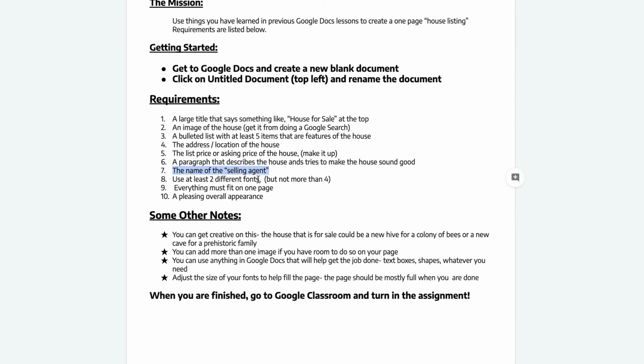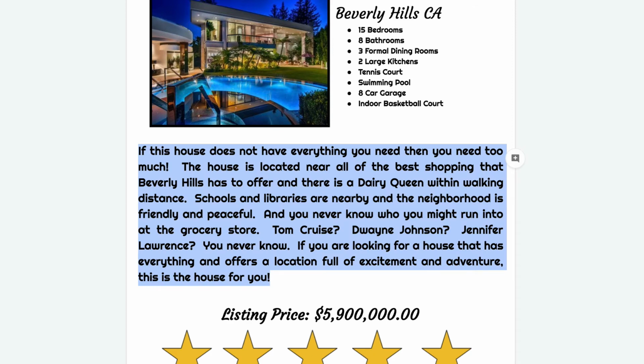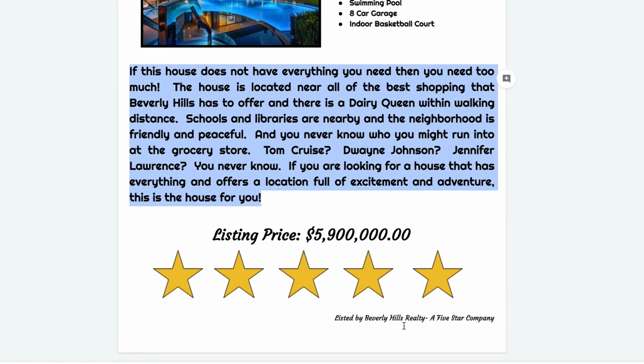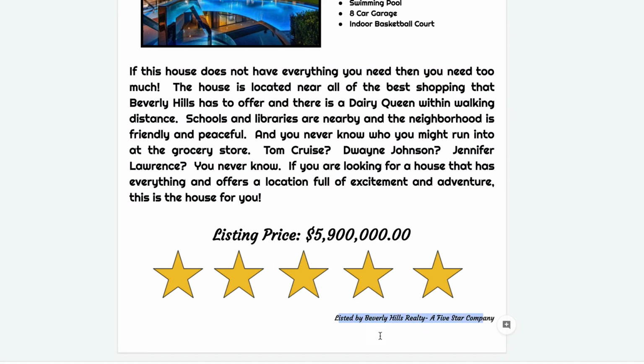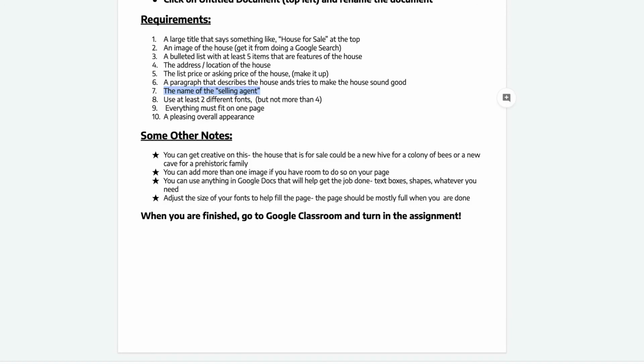All right, number 7. The name of the selling agent. Who's selling it? Now, mine is really tiny way down at the bottom of the page. Listed by Beverly Hills Realty, a 5-star company. Right? That part doesn't have to be big, right? It's way down here at the bottom. Small print. Okay, cool. Got it.